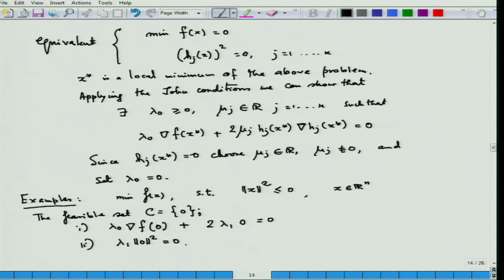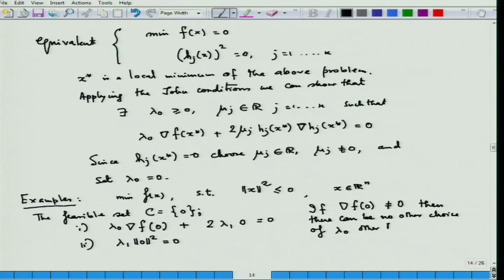Which is anyway 0, it is obvious. Now, look at this condition. If grad f naught is not equal to 0, see this is anyway 0. If this is not equal to 0, not a 0 vector, you cannot put lambda naught to be greater than 0. Then there is no other choice, there can be no other choice of lambda naught other than lambda naught is equal to 0. There cannot be any other lambda naught greater than or equal to 0 other than 0 which will satisfy this, if this is true.